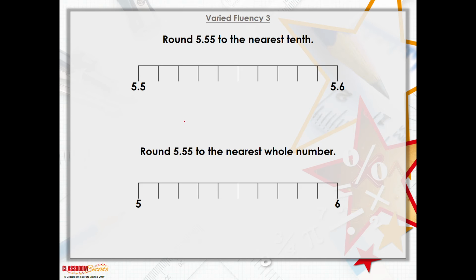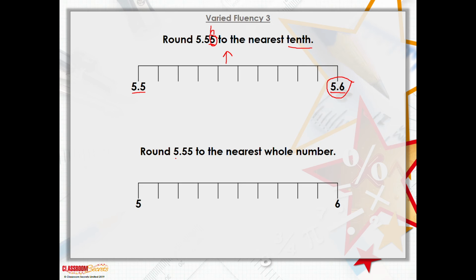So let's have a look at these ones then. Round 5.55 to the nearest tenth. So when I'm rounding to the nearest tenth, I'm going to look at the column to the right of the tenths, which is my hundredths column. 5.55, I can see that if I rounded it down, it would round down to 5.5. If I rounded it up, it would round up to 5.6. But remember, we are looking here at this digit in the hundredths column. That tells me to round it up. So 5.55 to the nearest tenth is 5.6.